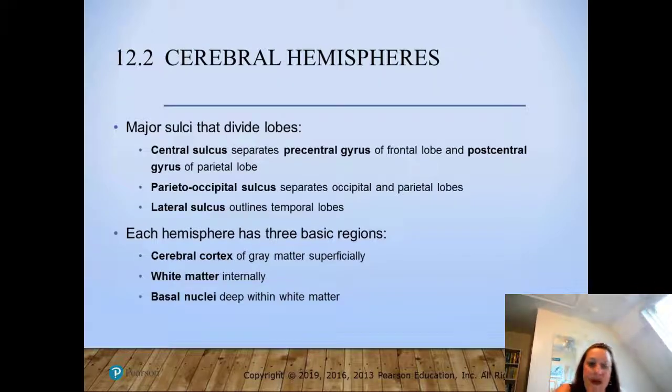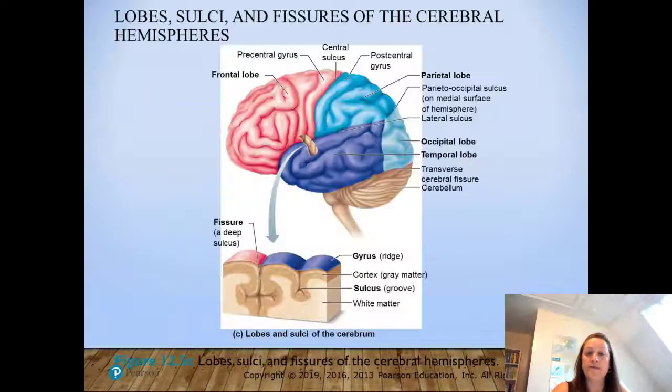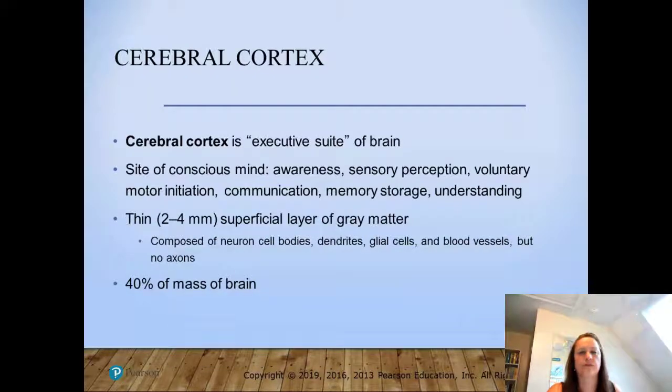And again, each hemisphere has the cortex, the white matter, and the basal nuclei, which are again another gray matter. All right, and this gives you a little bit more detail with the transverse cerebral fissure, the parieto-occipital sulcus, etc. So the cerebral cortex is the executive suite of the brain: conscious mind, awareness, sensory perception, things like that. Very thin layer of gray matter. So when we think of the cortex, we think of that outer gray matter. But it's 40% of the mass of the brain, even though it's a very thin layer.